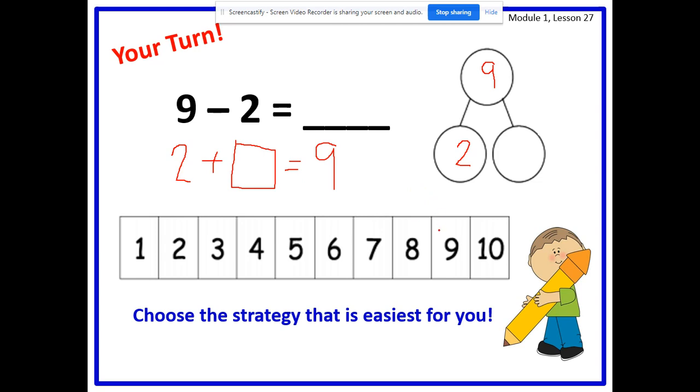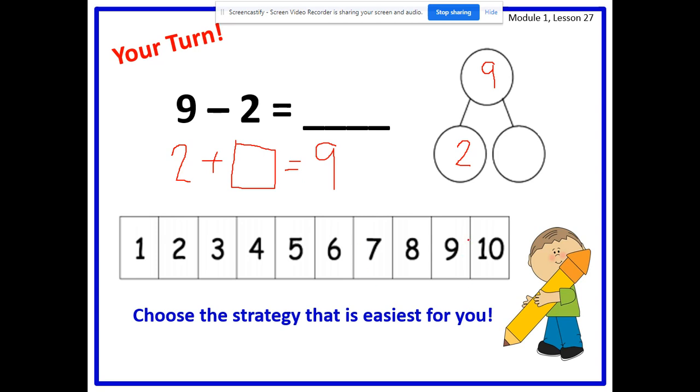Remember, let's refresh before we choose the strategy. If we count back, we start at 9 and hop back how many times? Get ready. 2 times. If we count on, we start at 2 and hop all the way to 9. Which would be the easiest or most efficient strategy? Yes, counting back, because it'll be the quickest. So let's go ahead and count back.